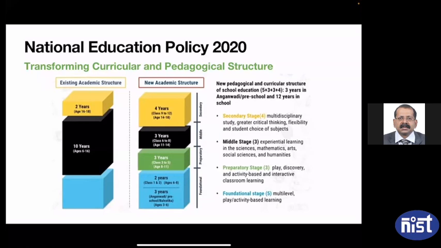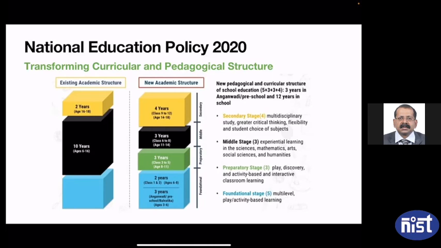Now the new pedagogical structure starts not at class 1, but 3 years before class 1. That means this includes things like Anganwadi, preschool, or Balvatika for the first 3 years. This is where things will start, and they will also be a part of the education regulation and other things. So they will also be checked, and they will be considered as a part of the education, not left totally informal. And along with that is clubbed the first 2 years of school.